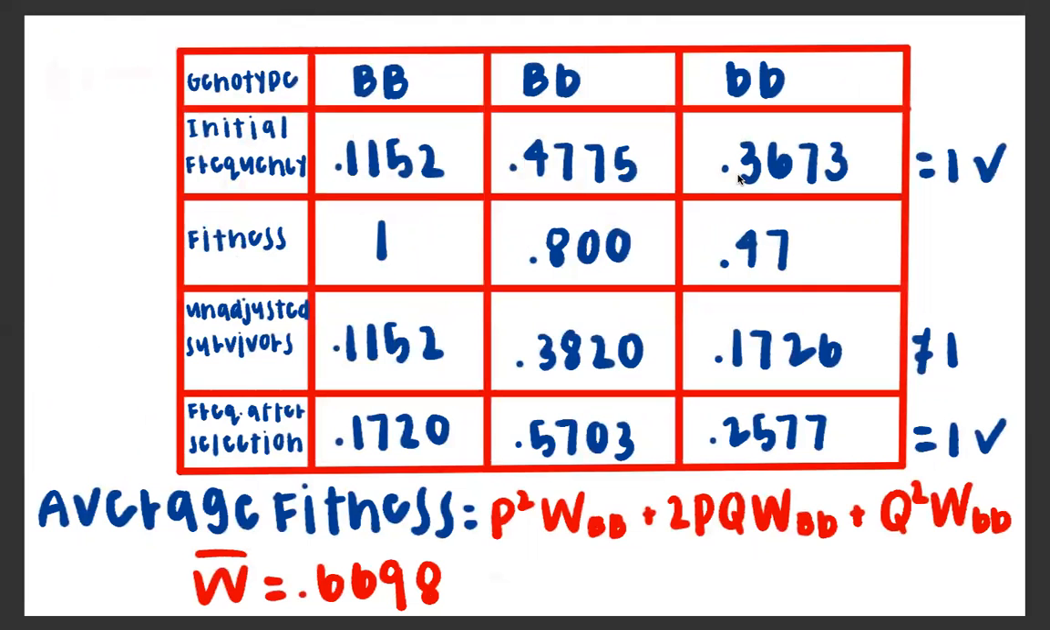From this table, we can see our initial frequency, our fitness, the unadjusted survivors, and the frequency after our selection. We can find these values by multiplying the initial frequency by the fitness to find the unadjusted survivors, and we can use our average fitness equation to then divide by our unadjusted survivors to get our frequency after our selection.